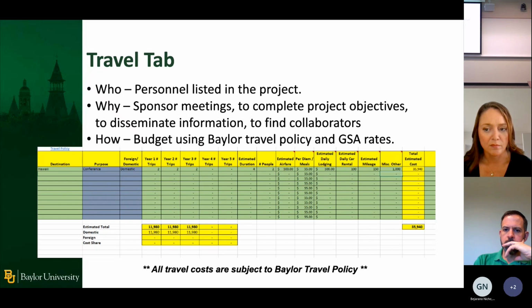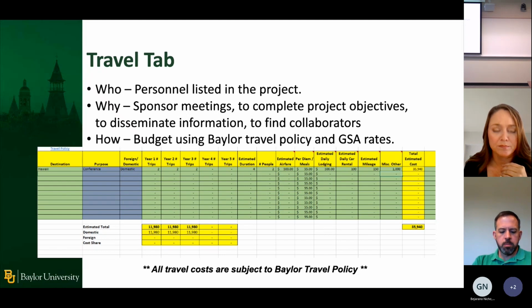So common reasons to travel might be sponsor meetings, to complete project objectives, to disseminate information like at conferences, or possibly to find collaborators.